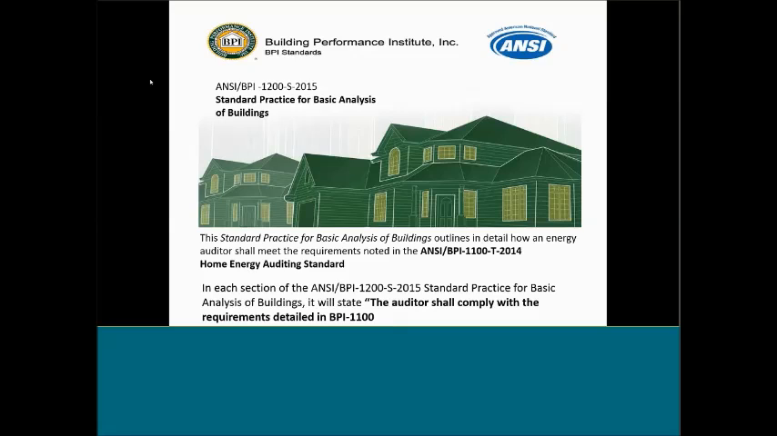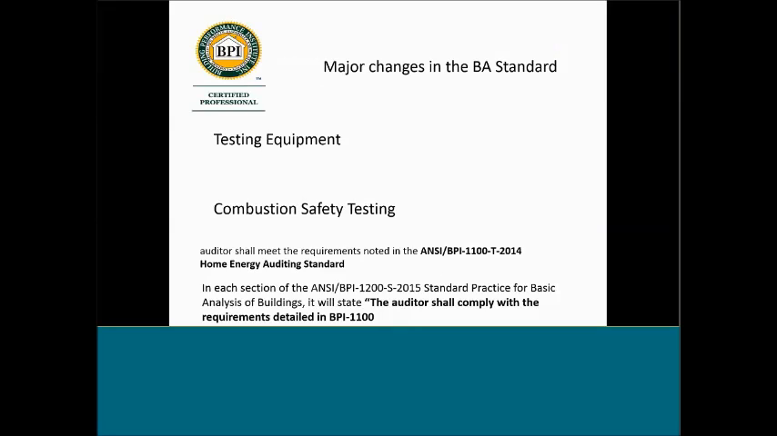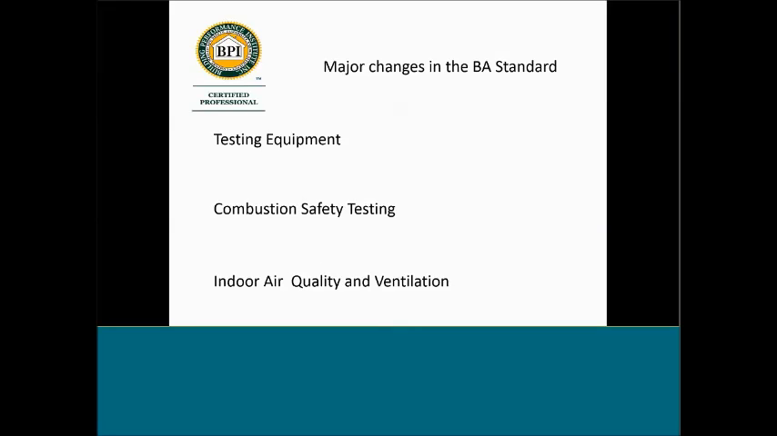You'll notice that in the 1200 document, every section is going to have an opening phrase that says the auditor shall comply with requirements detailed in the BPI 1100. And that's why I put that 1100 up there, just to let you know that that's the starting point of the standards, and then the 1200 is basically telling you how to process and the requirements to fulfill the 1100.